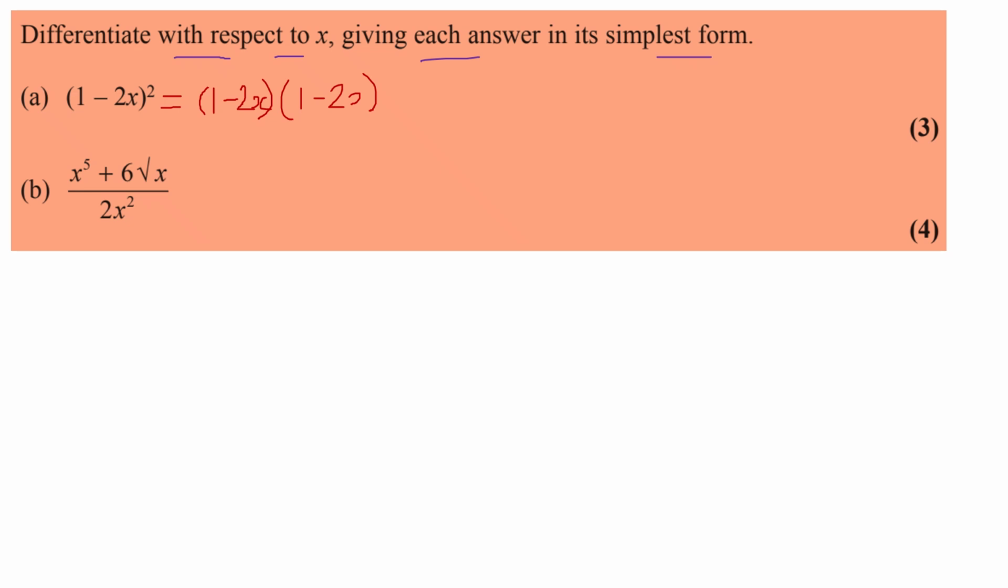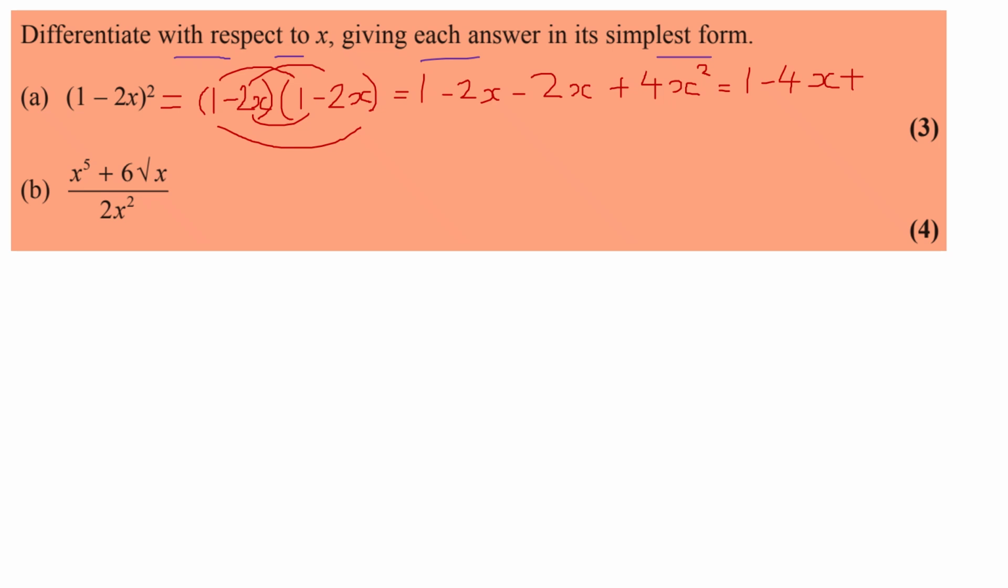So I'm doing 1 times everything in the second bracket and then minus 2x times everything in the second bracket. So 1 times 1 is 1, 1 times minus 2x is minus 2x, minus 2x times 1 is minus 2x, and then minus 2x times minus 2x makes positive, plus 4x squared. 2 times 2 is 4, x times x is x squared. I'm now going to collect my like terms, so we're going to have 1 minus 4x plus 4x squared.